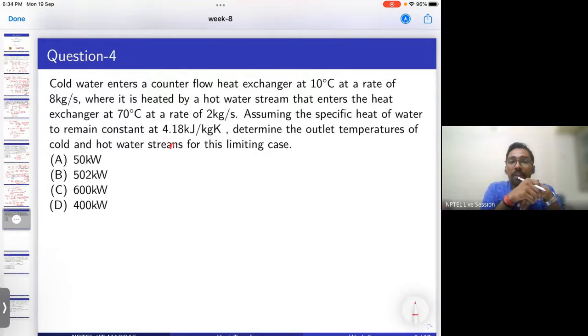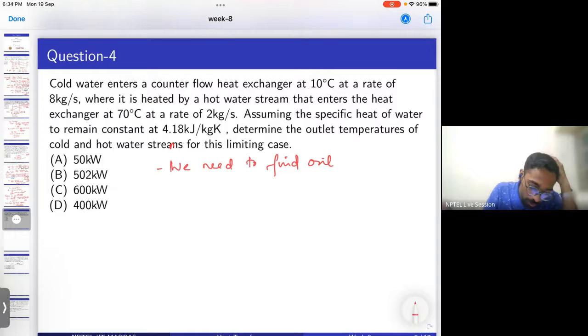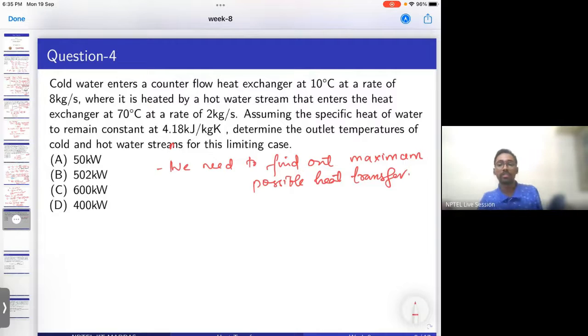So the limiting case means that we need to find out the maximum heat transfer, or the maximum temperatures that the cold and hot streams can attain for this. Okay, that is for the limiting case. So we need to find out the maximum cold and hot water outlet temperatures that the streams can have. For that, we need to find out the maximum possible heat transfer.